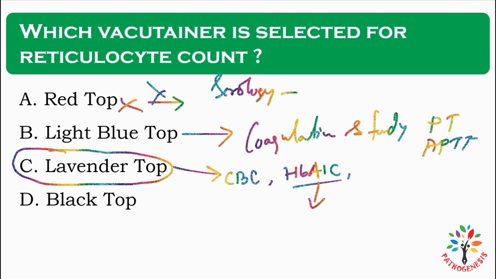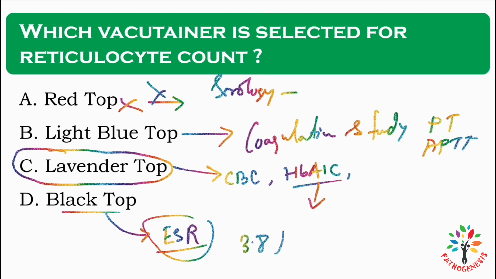Let's talk about the black top tube. Black top tube is used for ESR. For estimation of ESR, we use the black top tube. Black top tube contains 3.8% trisodium citrate. So the best answer is option C. Lavender top tube is used for reticulocyte count.